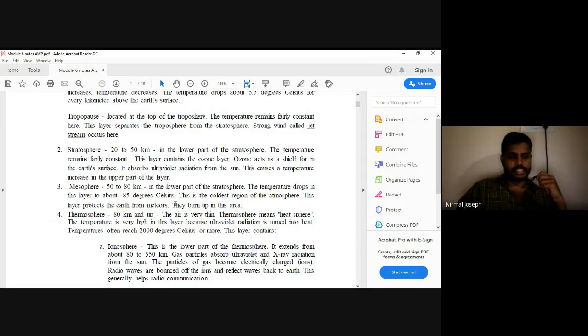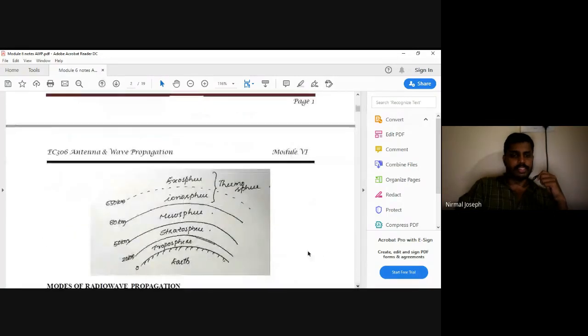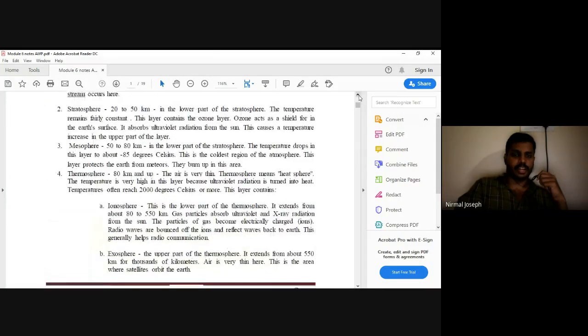Okay. The next is the thermosphere. I already told that from the diagram. The thermosphere contains the ionosphere and exosphere. The atmosphere consists of two separate layers here, exosphere and ionosphere. The ionosphere is our main area of concentration. Okay. The ionosphere is the lower part of the thermosphere. It extends from 80 km to 550 km. Gas particles absorb ultraviolet and X-ray radiation from the sun.